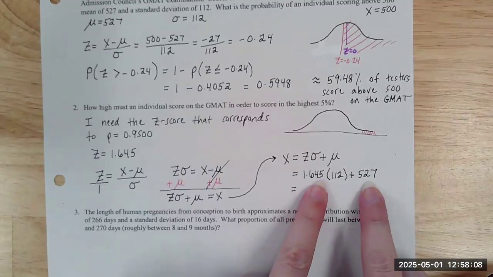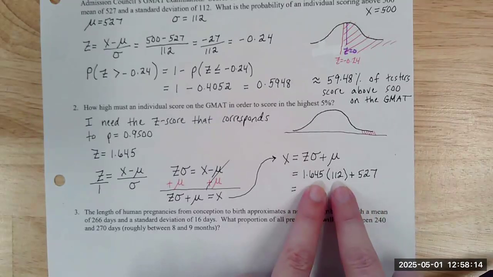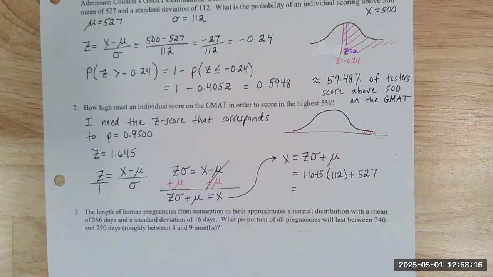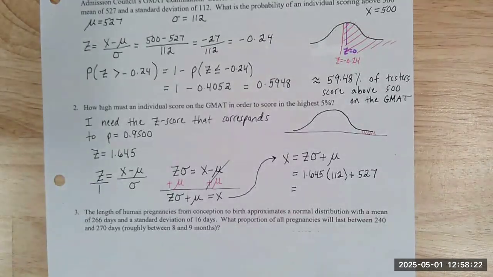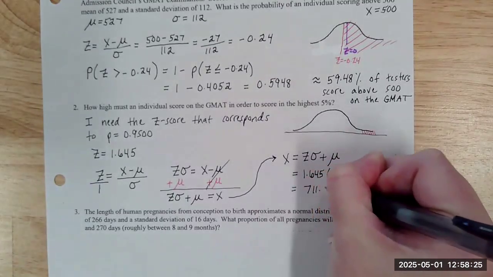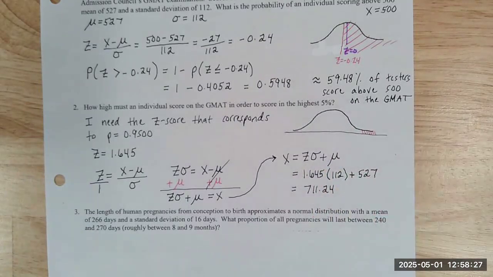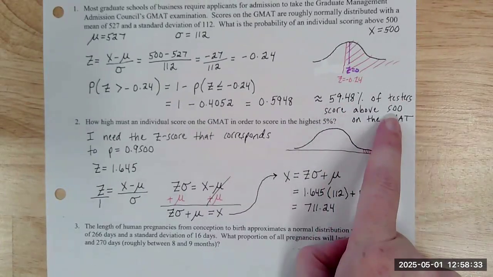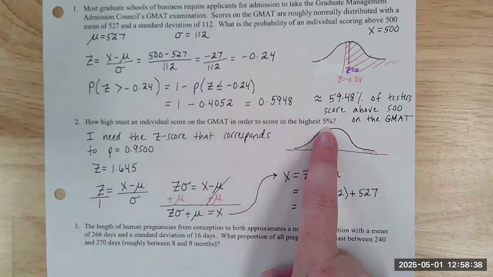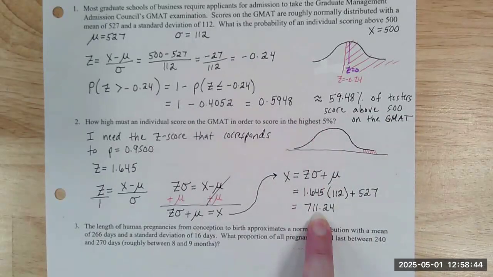As long as you know how to write this part, you definitely know how to finish it if you have a calculator. We're just putting it into the calculator. So I took 1.645 and I multiplied by 112. And then I added 527. And my calculator says 711.24. So we said 59.48% of the testers scored above 500. But this is saying the people who did the really best on this test, the top 5% of people, got over 700. So 711.24 is the top 5% score.